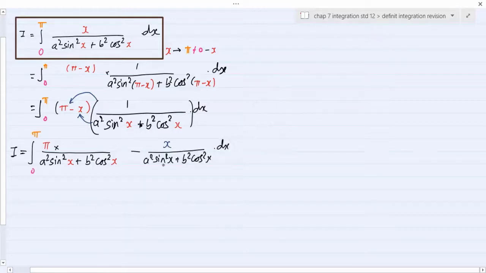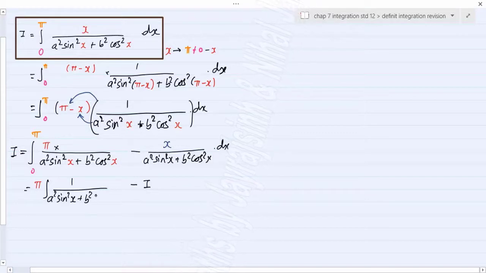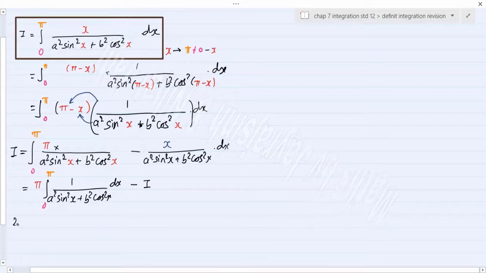As you can see, your second term is nothing but your I, and in the first term we can take pi common and we just have to integrate 1 upon a square sine square x plus b square cos square x dx. The limit is from 0 to pi. Let's take minus I on the left side. We will get 2I is equal to pi, our integrating function.